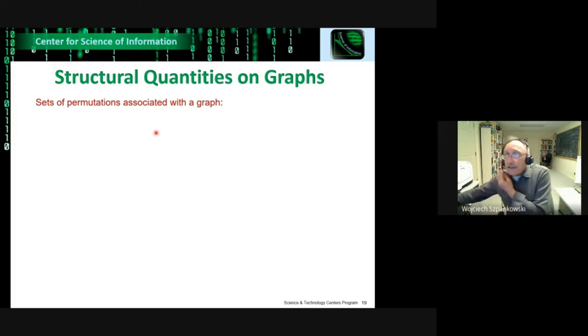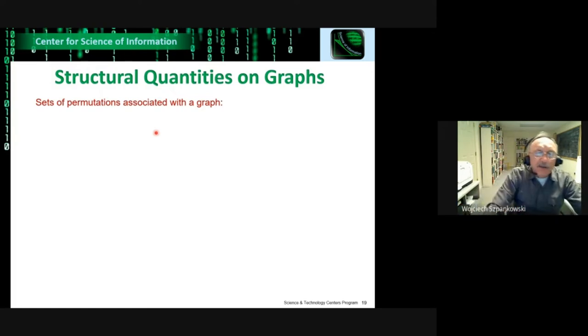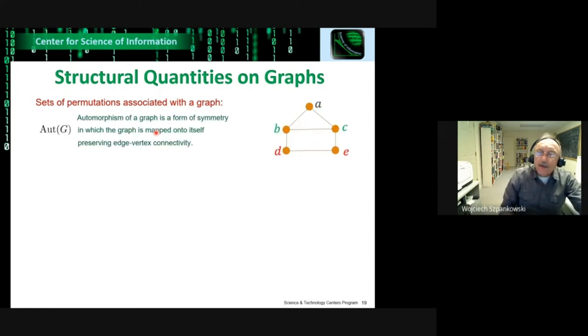In order to answer this question, I need to understand a little better the properties of the graph. One of the most important properties is symmetry. Let's look at this graph. I put labels. I keep the same structure. I can permute these labels in 5 factorial ways. So I have 120 different permutations of labels that have the same structure.